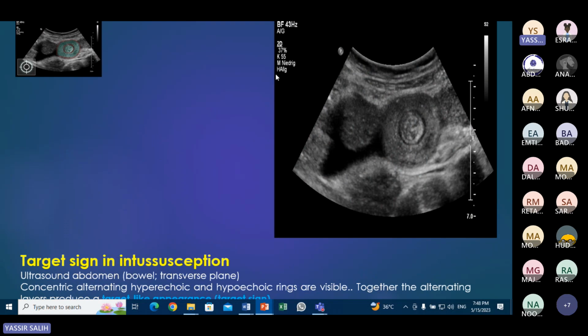This is a child presenting with abdominal pain and diarrhea containing mucus, or jelly-like diarrhea. What sign do you see? What is this sign? The target sign. So what is the diagnosis?